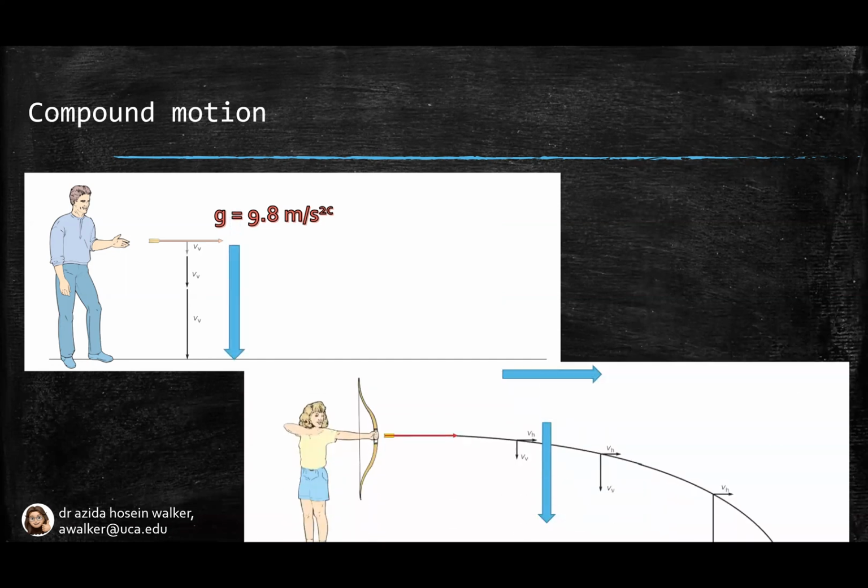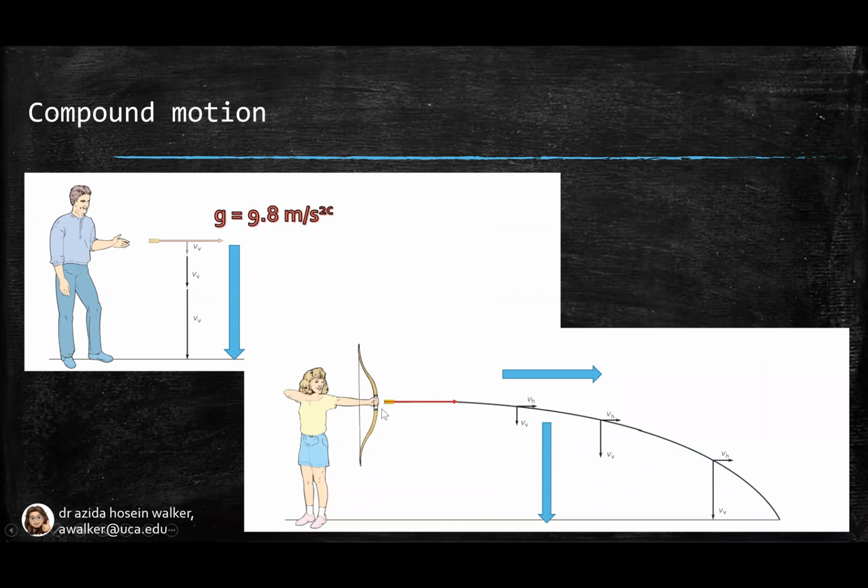Now we can have motion in two directions. For example, now the arrow is being shot off with a horizontal velocity as well as a vertical velocity. As the arrow is shot with a horizontal velocity, that velocity remains constant because there's no force along the horizontal direction to change its motion. However, we know that there is an acceleration due to gravity downwards, and so the object is accelerating towards the earth, as you can tell by the change in the vectors here as they get longer. This means that when we have these two motions together, we call them compound motion.